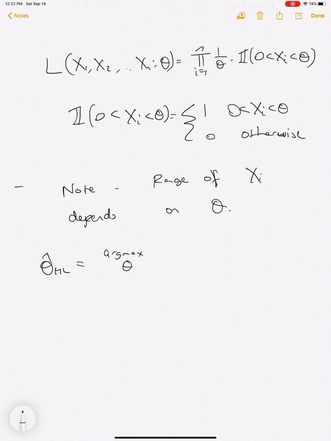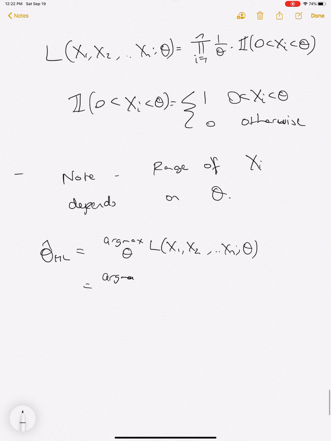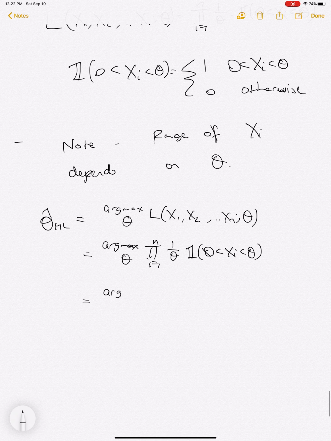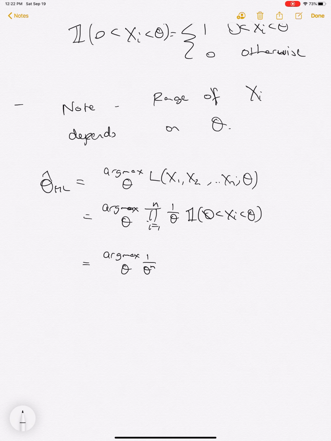So we're now going to find the maximum likelihood estimate. Let's take the product through again. Once again, the 1 over theta multiplied just becomes 1 over theta to the n. The indicators all get multiplied, but you have to keep carrying through all the constraints. So you get the indicator of 0 less than x1 less than theta, intersected with 0 less than x2 less than theta, intersected with, and so on, all of them have to be less than theta.